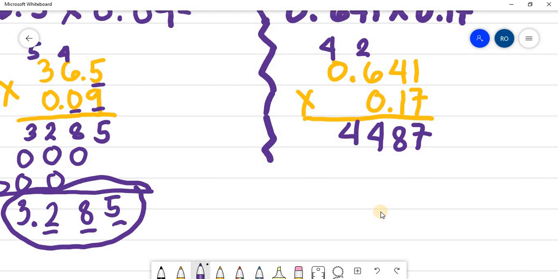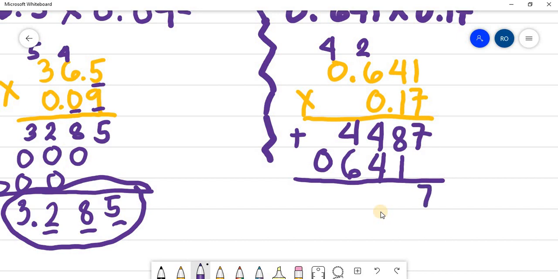Now let's proceed to the next digit. 1 times 1 is 1. 1 times 4 is 4. 1 times 6 is 6. And 1 times 0 is 0. Now let's add the initial products. Let's bring down 7. 8 plus 1 is 9. 4 plus 4 is 8. And 6 plus 4 is 10. Carry 1. So 1 plus 0 is 1.